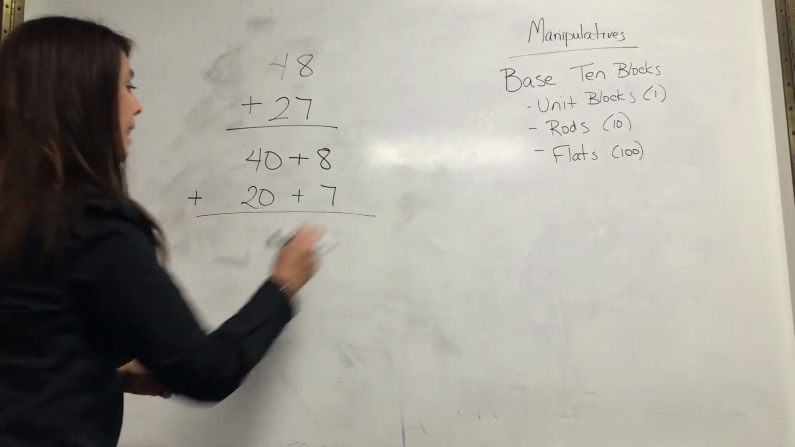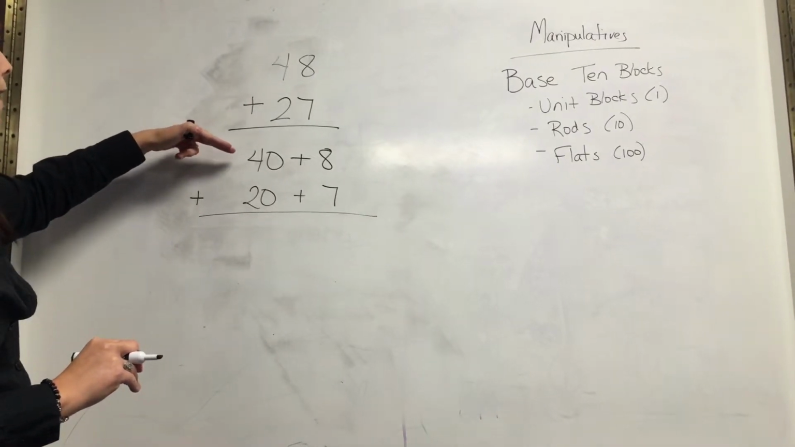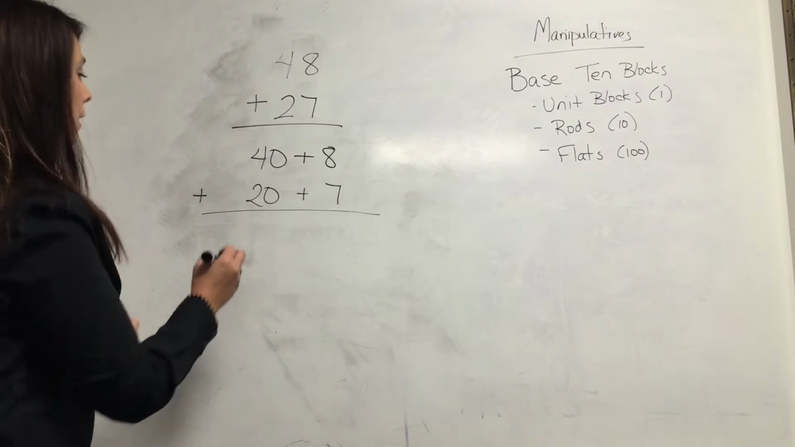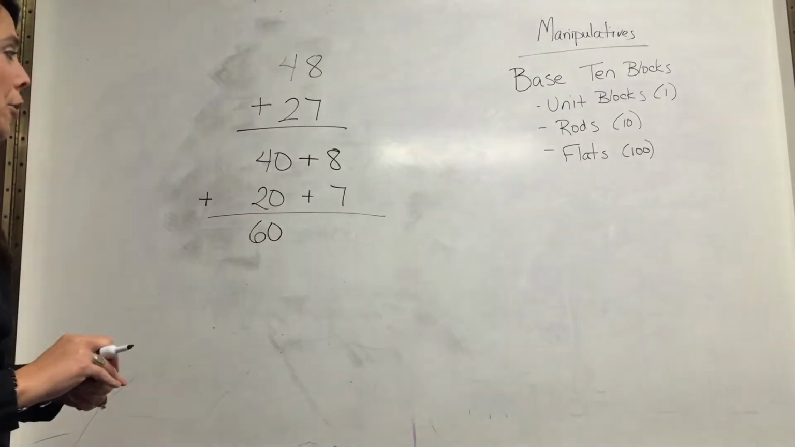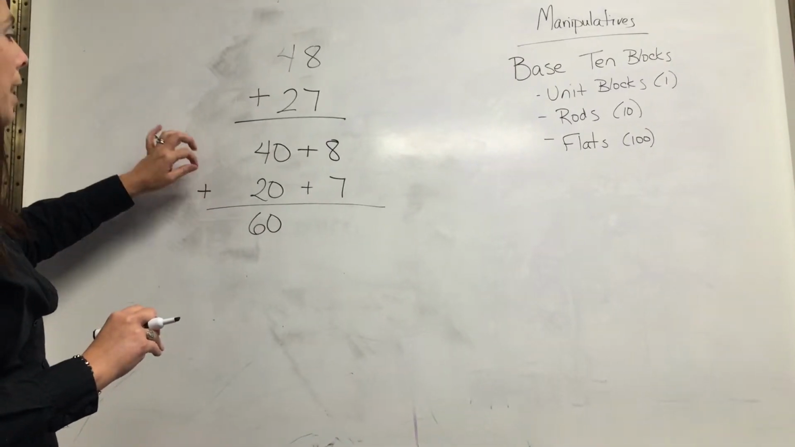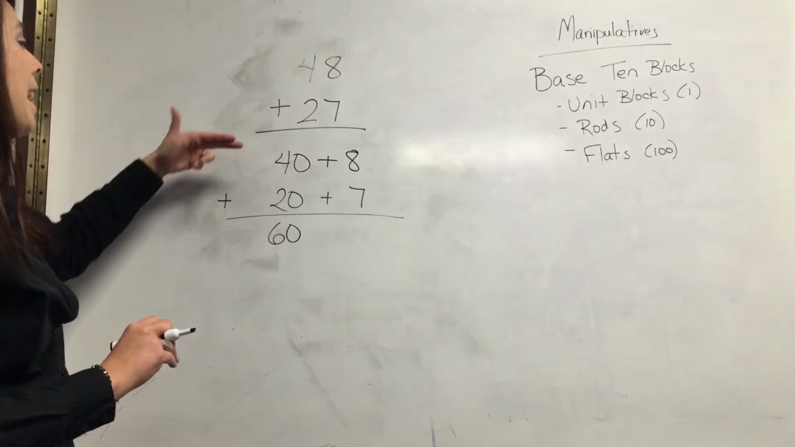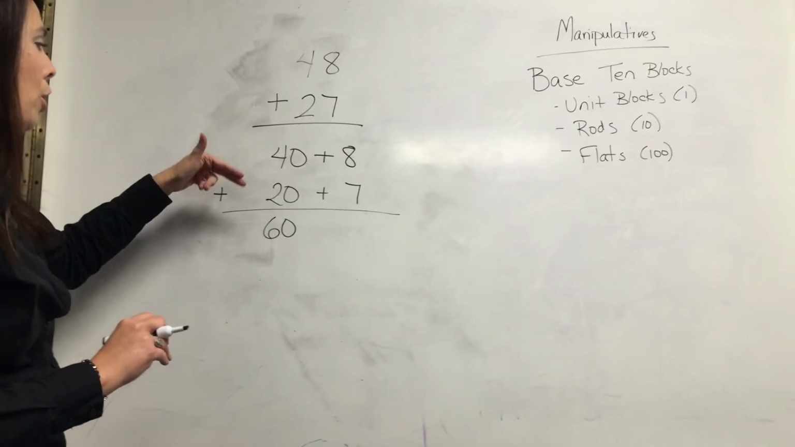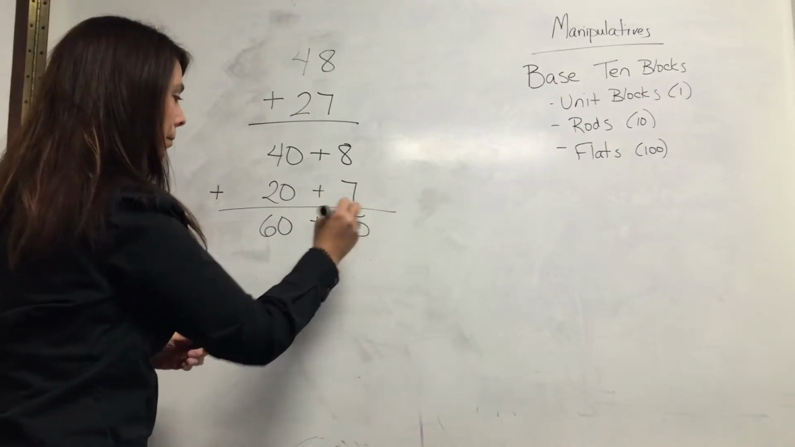Now when I go to add these, I can do the same thing. I can take my tens, and I know that 40 plus 20, 4 tens plus 2 tens, equals 60. And we want to make sure that we're using that vocabulary with our students. We don't want to just say 40 plus 20. We want to be cognizant that that is 4 tens and that that is 2 tens. 8 plus 7 is 15.